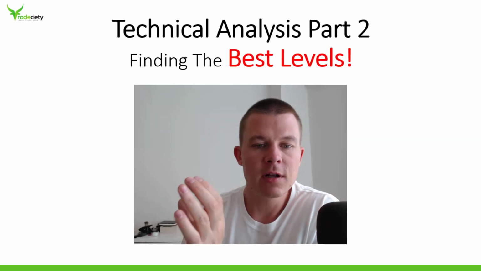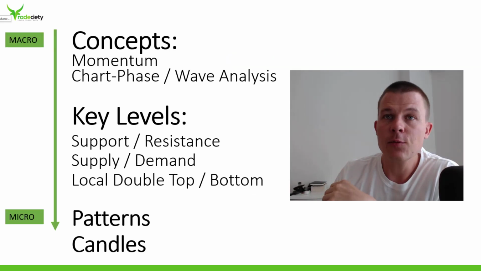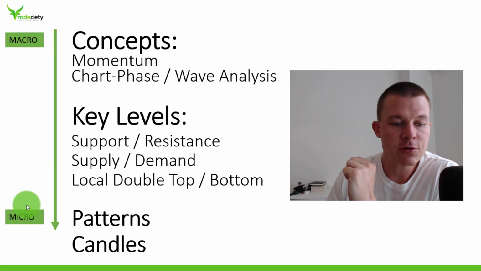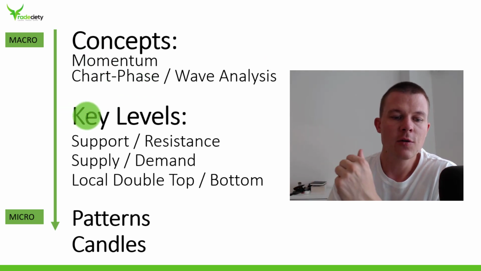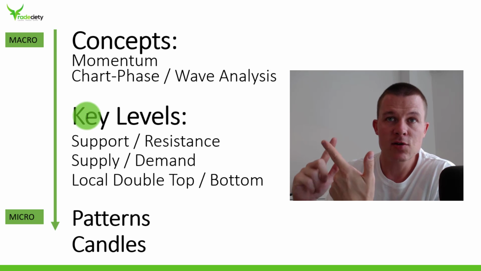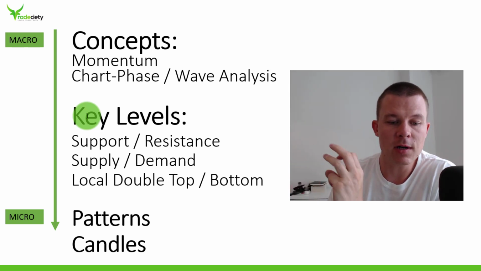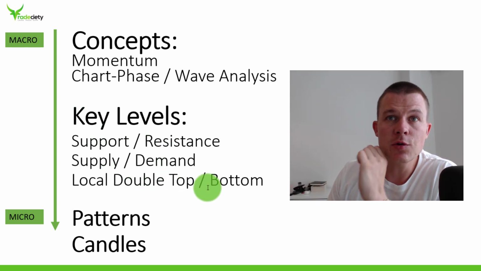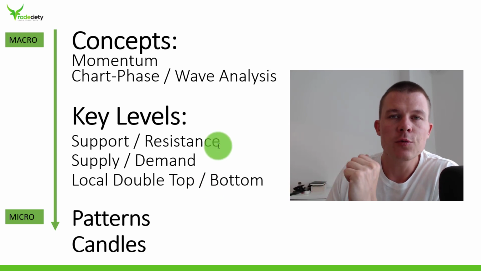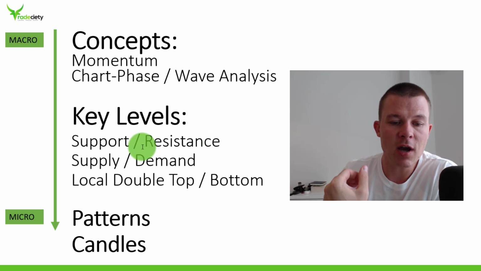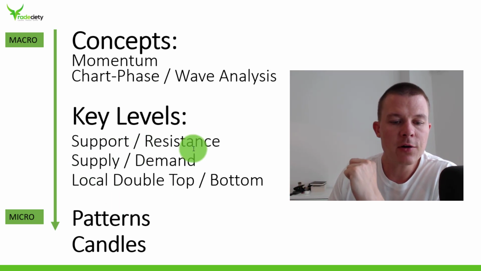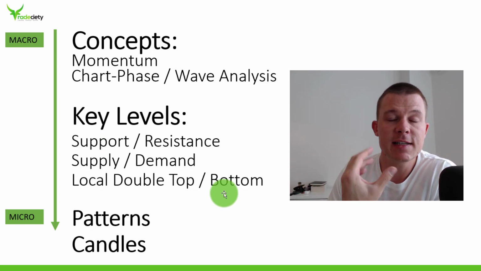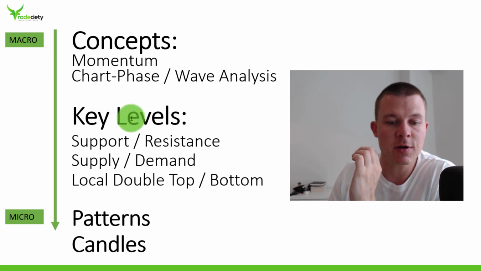And now I need your help. For the next part, as I said, we're going to take a look at macro to micro. So we covered the main concepts. Now we're going to take a look at key levels: support and resistance, supply and demand, local double tops, and local double bottoms. Which of those do you think is most important? Which do you think you have the least knowledge of, and where do you want to know more? Let me know for those 3 which you find most interesting, and what exactly your struggle is right now, or what your question is around those.